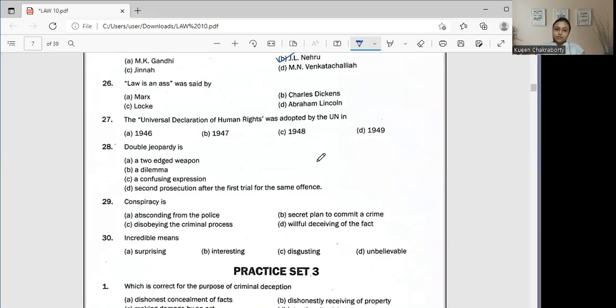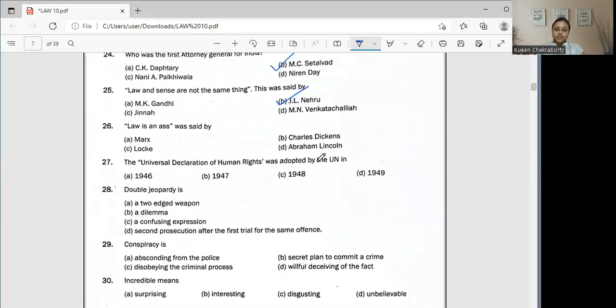Moving to question number 26. Law is an ass was said by option A, Marx, option B, Charles Dickens, option C, Locke, option D, Abraham Lincoln. Law is an ass was said by Charles Dickens.